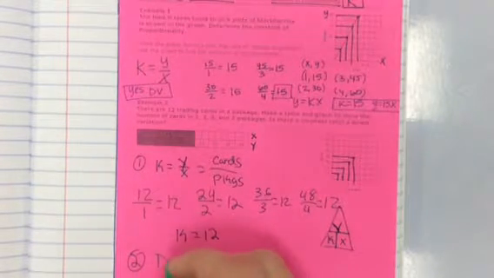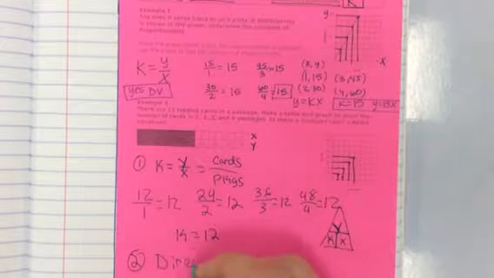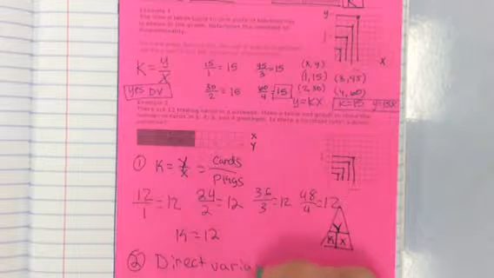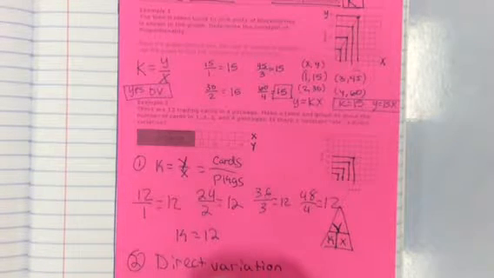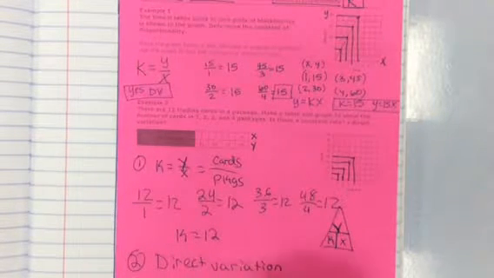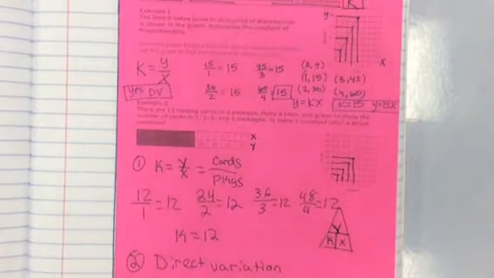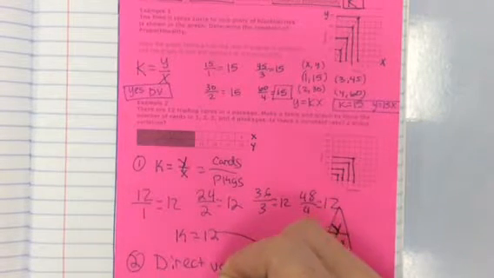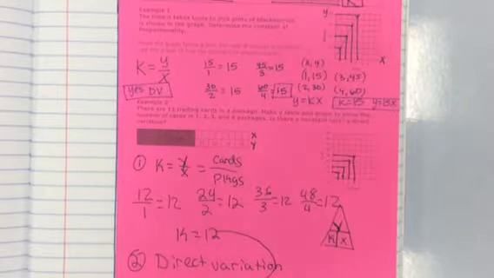So the direct variation would be y equals kx. And so y would actually equal 12x. Because that k is 12. That looks terrible. Sorry, guys.